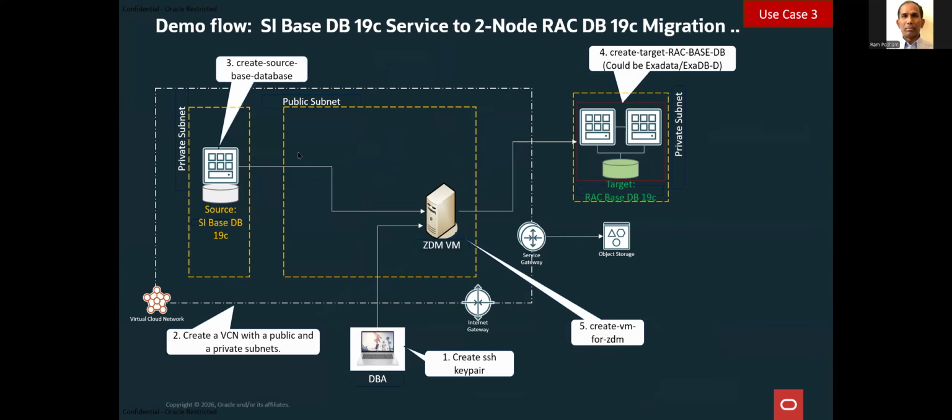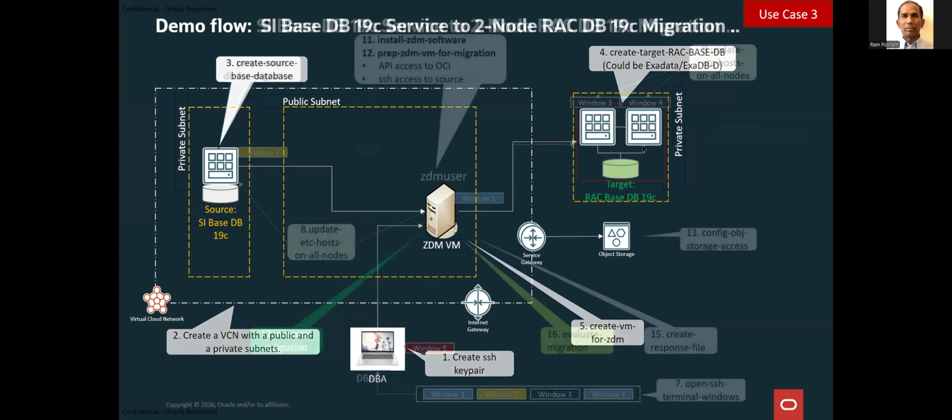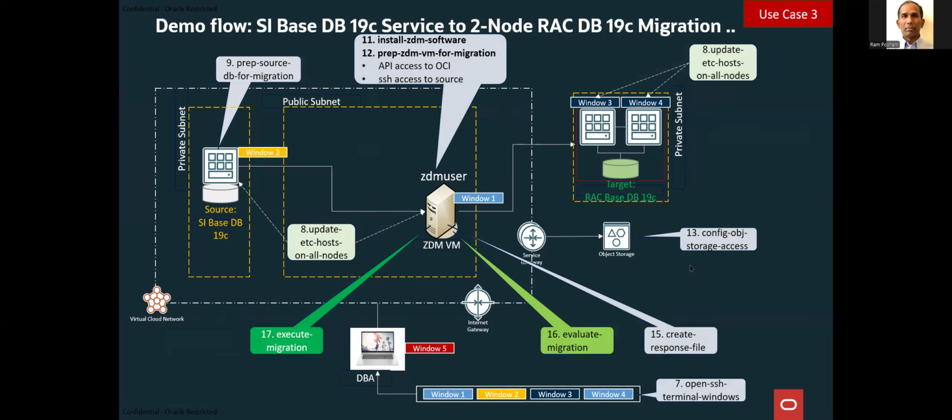The third use case is you're migrating a single instance base database to a 2-node RAC. That RAC could be a 2-node base RAC database, or it could be an Exadata Cloud Service. But in my demo, I'm going to be using a 2-node base RAC. If this works for this, it should work for ExaDB also. All right. And you go through the steps. Again, configuration steps, I'm going to provide you all that.